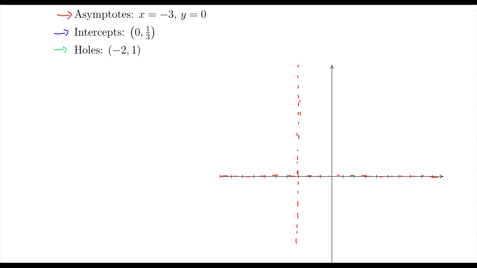Okay, so intercepts: 0, 1/3. I'll just be careful how I draw this. I'll say this is 1, so 1/3 is probably right here, about. And then I have a hole in the graph at -2, 1. So right there, I'm going to put a nice open circle so I remember that's a hole in the graph.